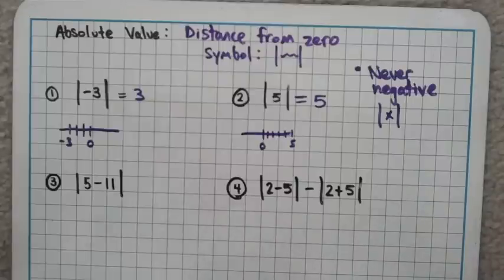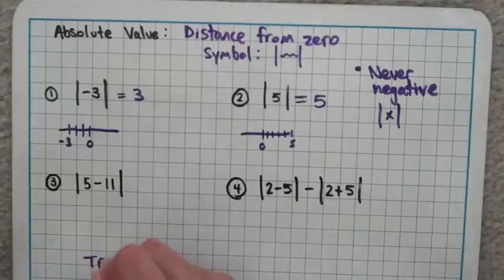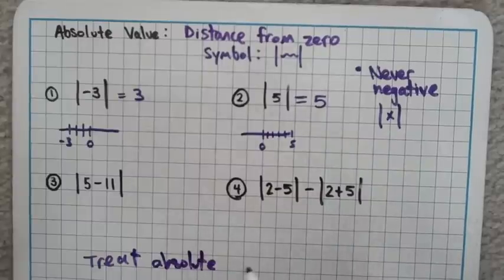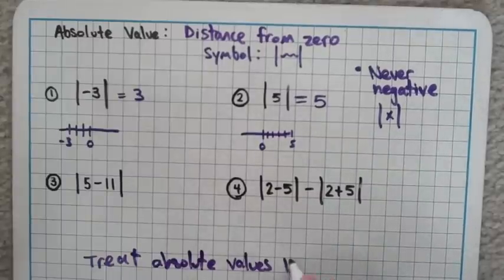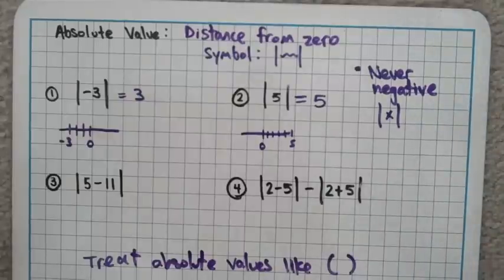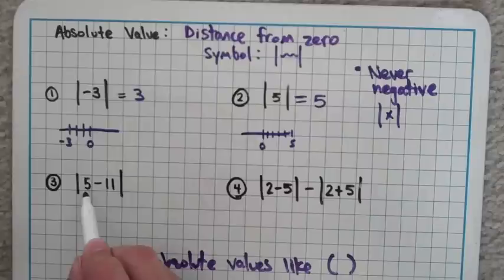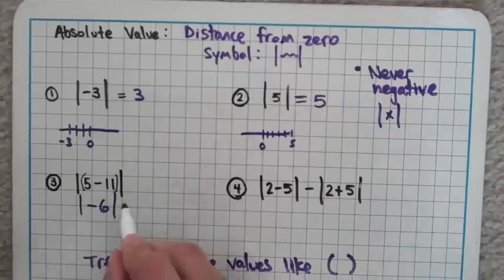For my second two problems right here, absolute values can have multiple things going on with them. You see we have two numbers inside this absolute value right here. So in this situation, you're going to treat your absolute values like parentheses, in the sense that you're going to do what's on the inside first. I'm not going to make this positive 11 or anything like that. I'm going to do the inside. So 5 minus 11 is -6. This is really the absolute value of -6, which is +6.